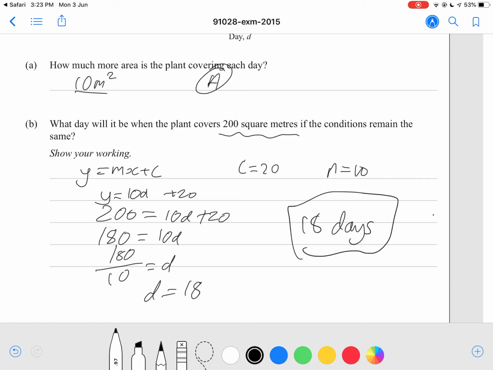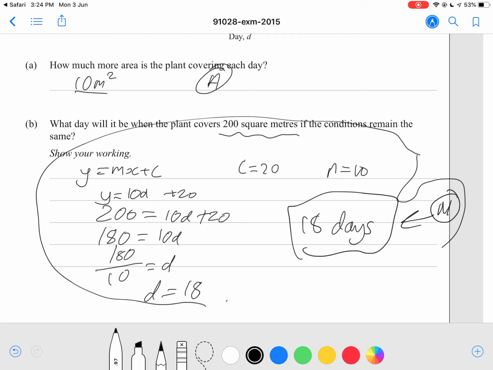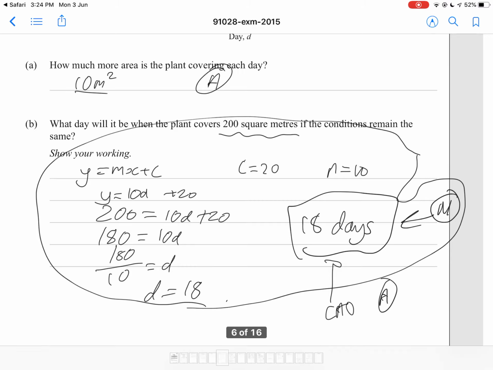To get a merit grade here, you're going to say the 18 days with the correct working. So all the working here, that'll get you a merit grade. In terms of getting an achieved grade, you're only stating the correct answer. So correct answer only will get you an achieved.